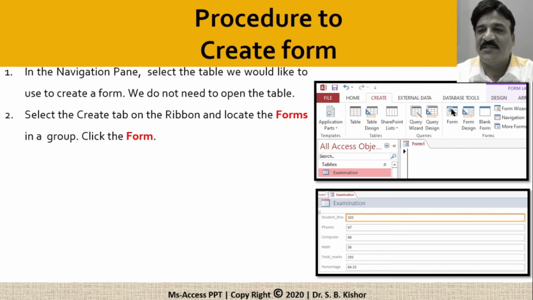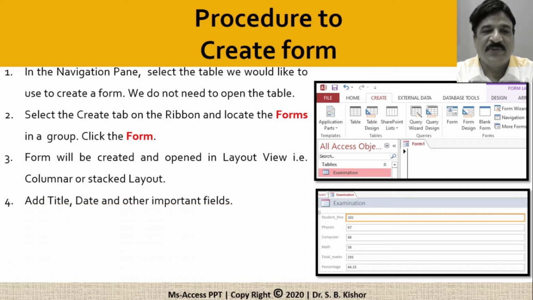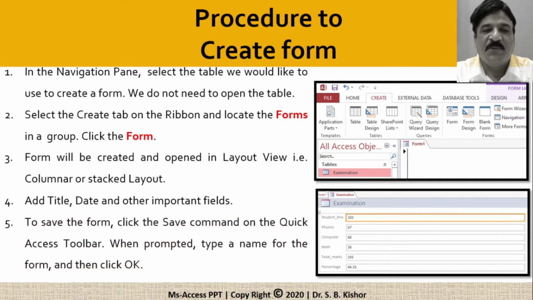So this is your Forms group, and from here you need to select Form. The form will be created and opened in layout view, which is by default in a columnar layout. Add a title, date and other important fields that you would like to add. To save the form, click on the Save command on the Quick Access Toolbar. When prompted, type the name for the form and click OK. We will see all these things during our practical session, so nothing to worry about right now.